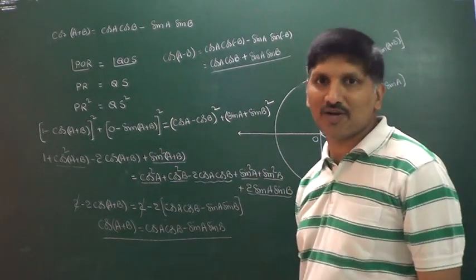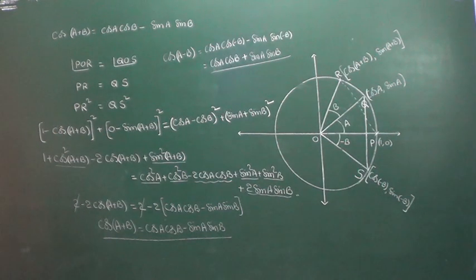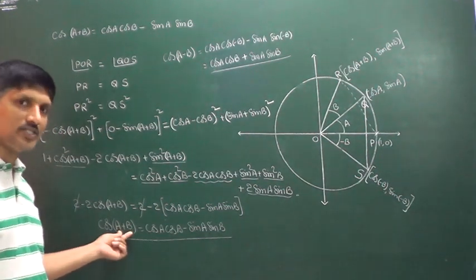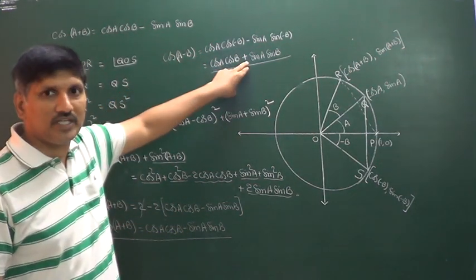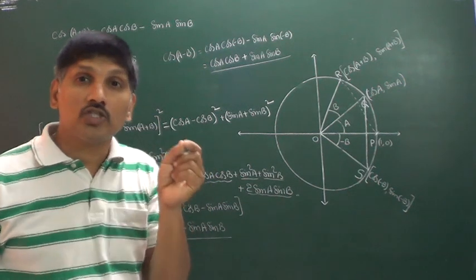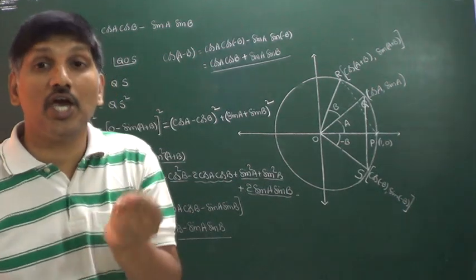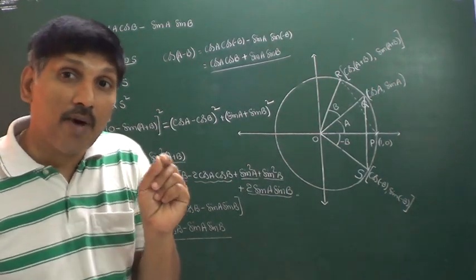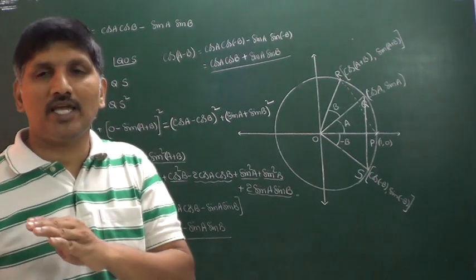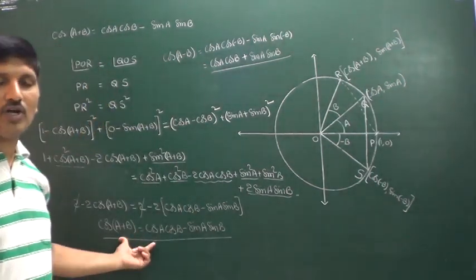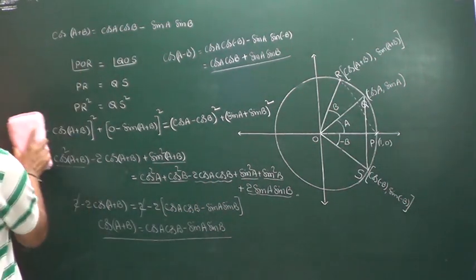Cos A minus B formula is equal to cos A cos B plus sin A sin B. All of you observe here. If plus is there, we are getting minus. If minus is there, we are getting plus. Cos A minus B formula is cos A cos B plus sin A sin B, whereas cos A plus B formula is cos A cos B minus sin A sin B.